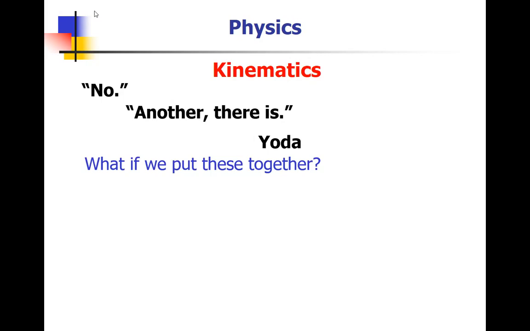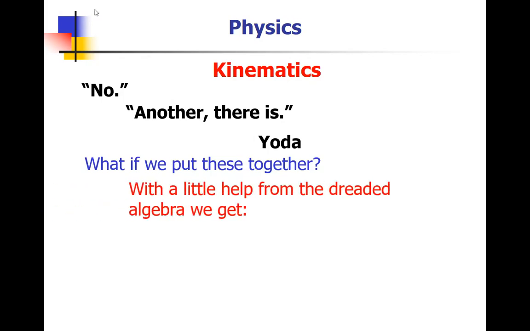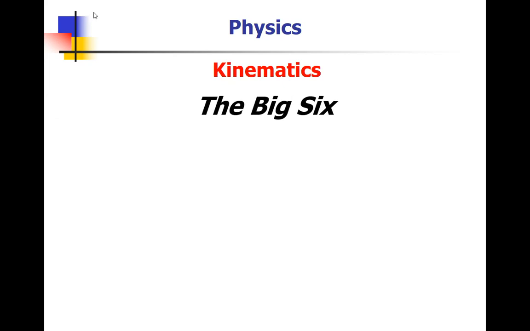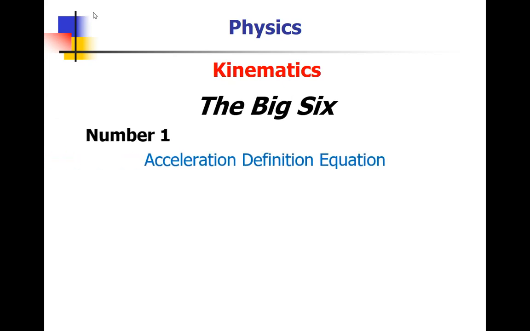What if we put acceleration and velocity equations together? With a little help from the dreaded acceleration algebra, we get the big six equations of kinematics. Well, let's see. Our first equation of kinematics: we already have it. It is the acceleration definition equation, or A is v minus v naught over t.